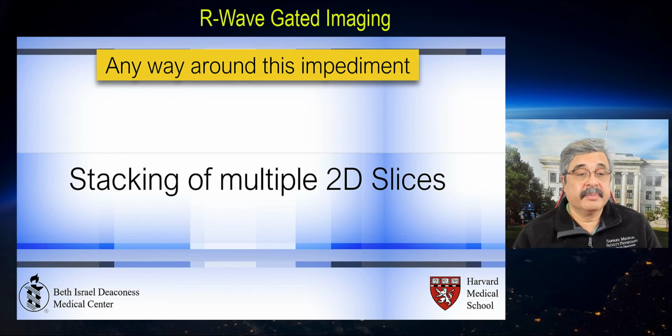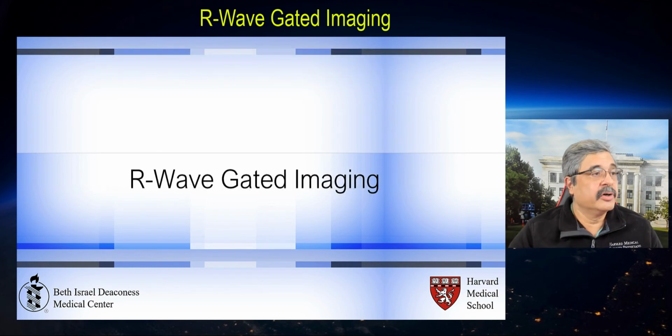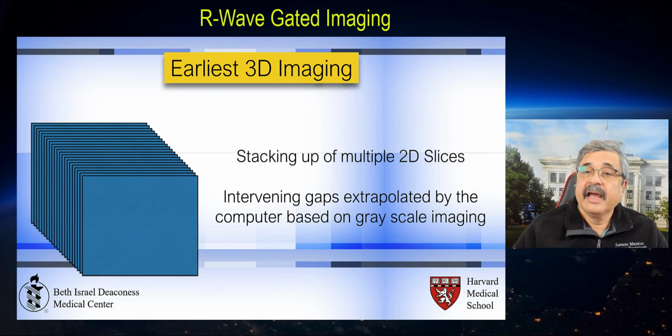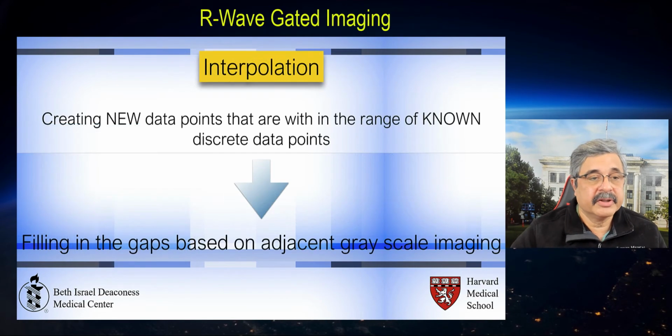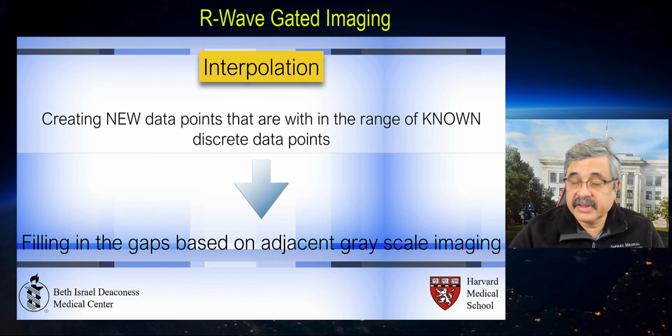So is there a way around this impediment? That would be stacking of multiple 2D slices together acquired over a certain period of time, and then going around this problem of having a lower frame rate in these patients. That is referred to as R-wave gated imaging, which means you have stacking up of multiple 2D slices, with intervening gaps extrapolated by a computer-based algorithm of grayscale imaging on adjacent slices, and then finally putting them together into one bigger image. It is called interpolation, which is creating new data points that are within the range of known or discrete data points. This is a complex definition of fill in the blanks. It's essentially filling the gaps based on adjacent grayscale imaging.